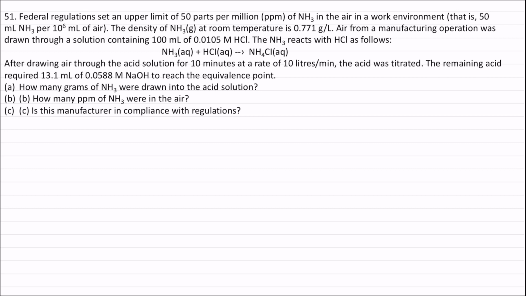Air from a manufacturing operation was drawn through a solution containing 100 milliliter of 0.0105 M HCl. The ammonia reacts with HCl as follows: ammonia plus HCl forming ammonium chloride. After drawing air through the acid solution for 10 minutes at a rate of 10 liters per minute, the acid was titrated. The remaining acid required 13.1 milliliter of 0.0588 M NaOH to reach the equivalence point.